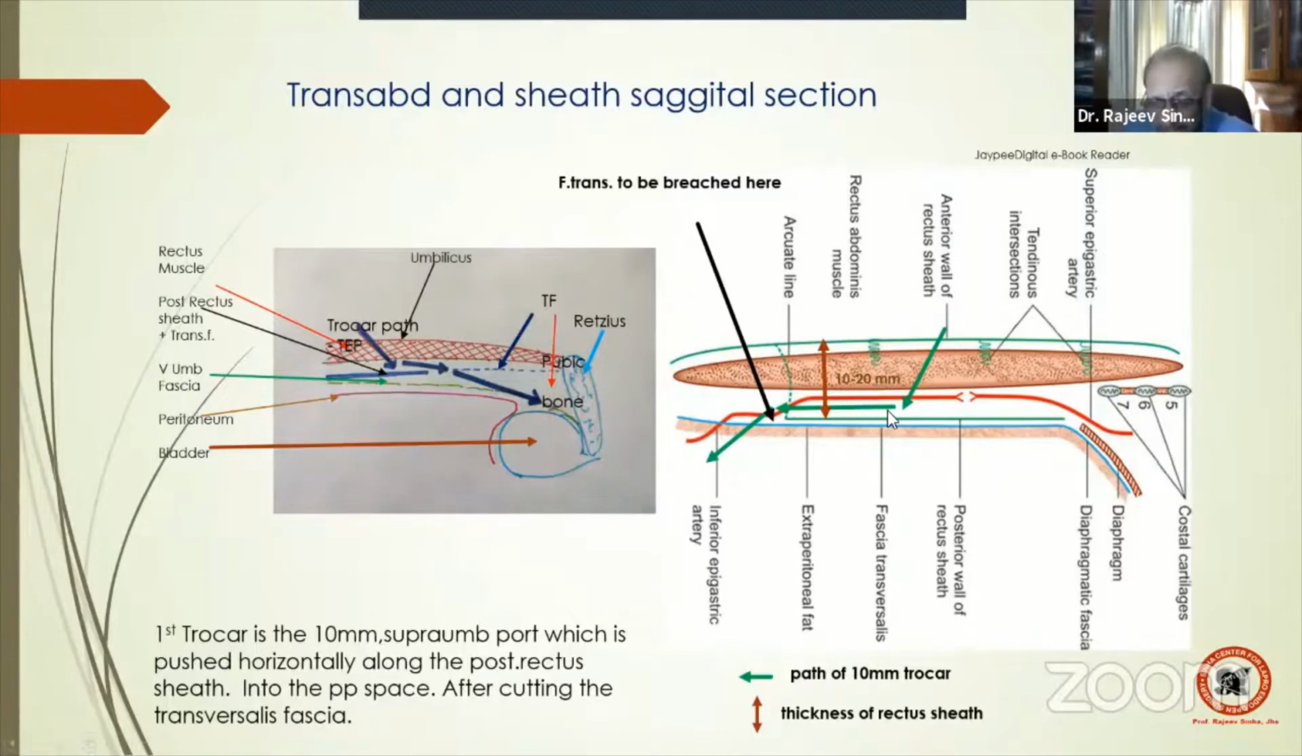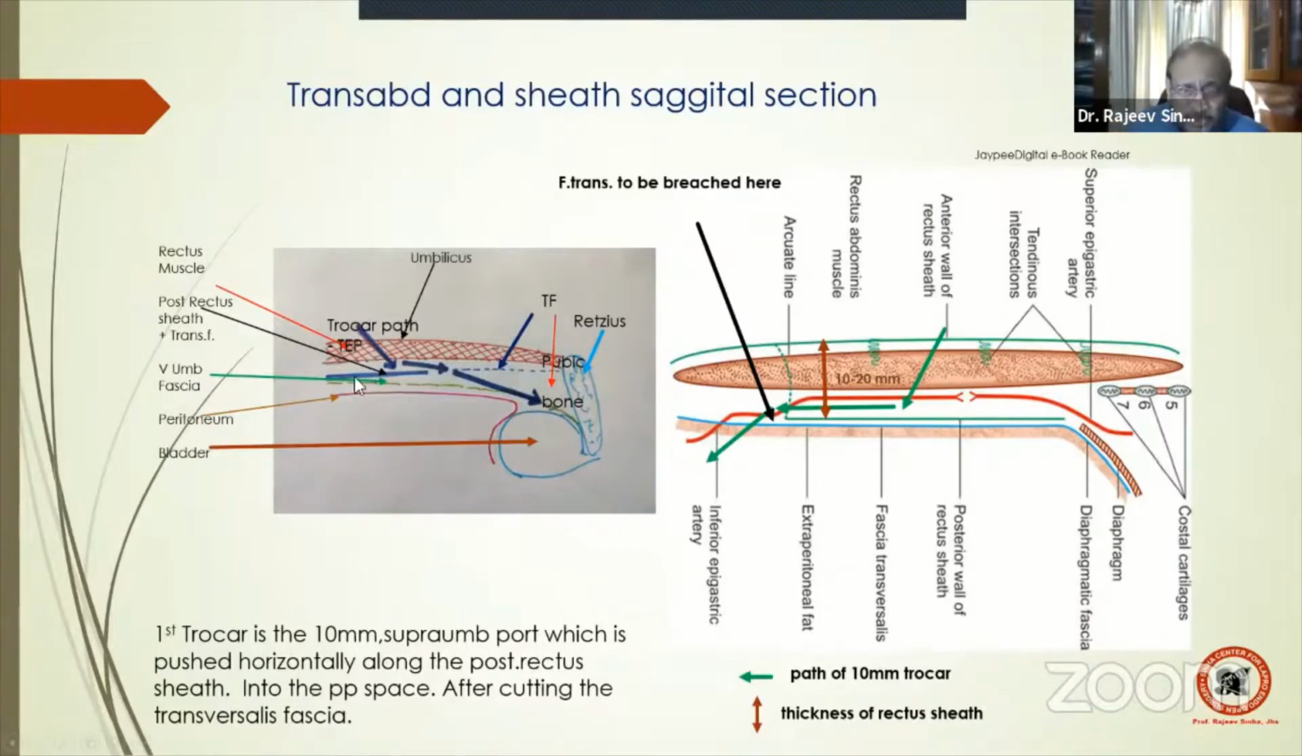So the retrorectus area below, up to the arcuate line, from there you transgress the transversalis fascia and then enter into the preperitoneal fascia. That is the route that your trocar is going to take. Also shown here, this is the trocar path, this is the umbilicus out here.